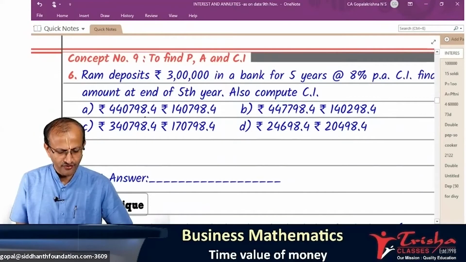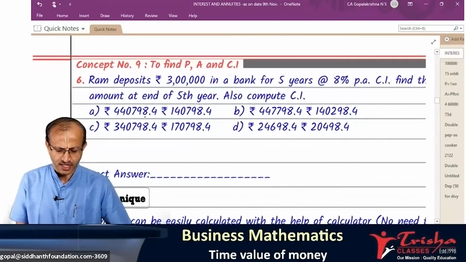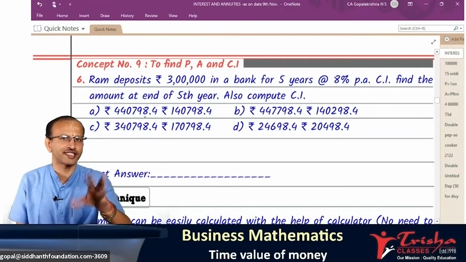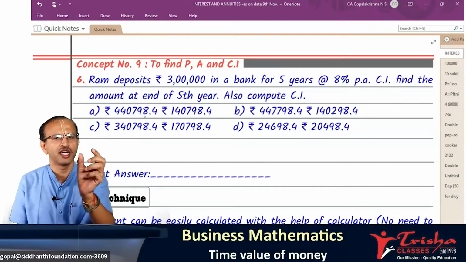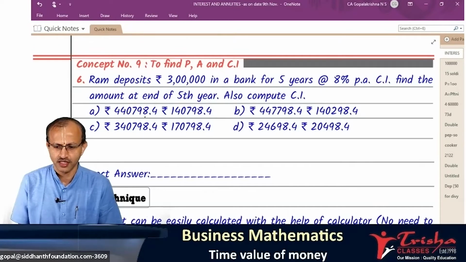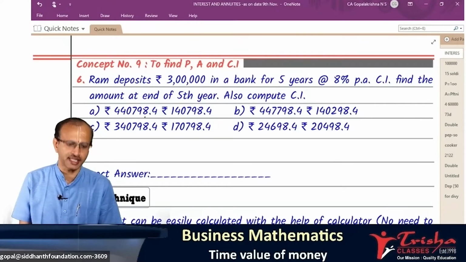Okay. The different varieties of problems. So the next concept is about finding SI and CI. Please do note, it is not that simple as it looks in your theory. In any calculation, A equals P into (1 plus n i), or SI is equal to P n i, you will get it. Here you have some varieties of problems. So the first one is SI and CI. Let's look at a question here.